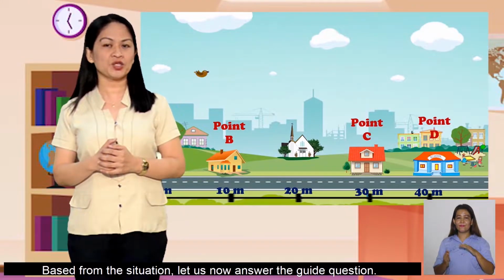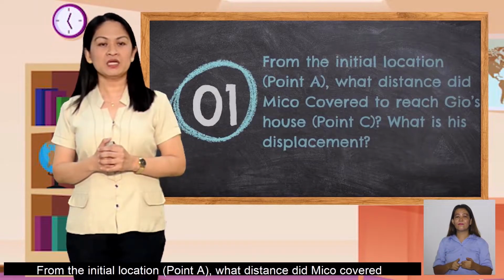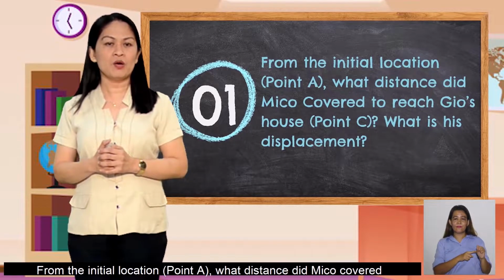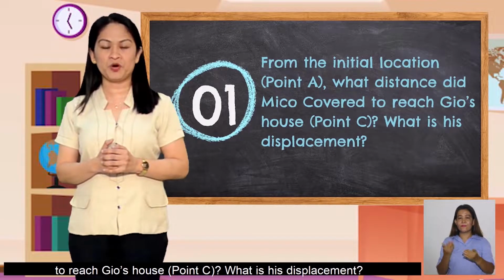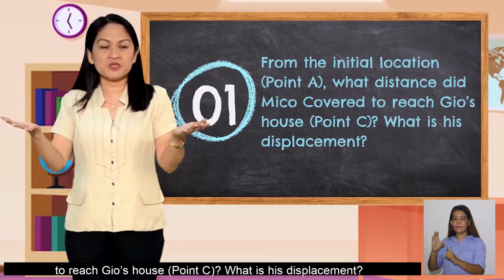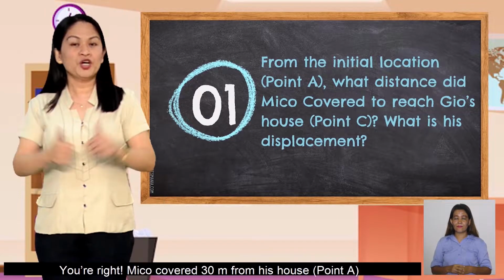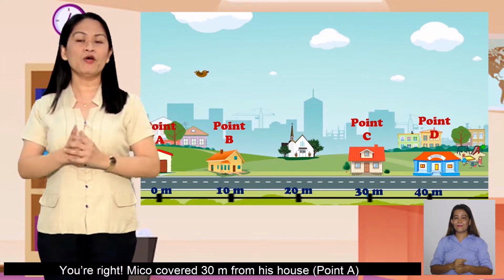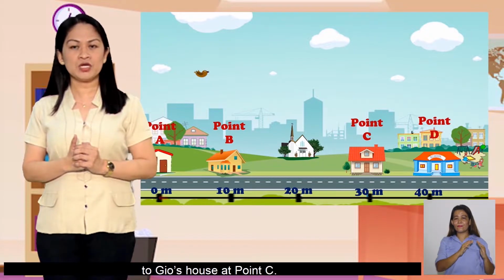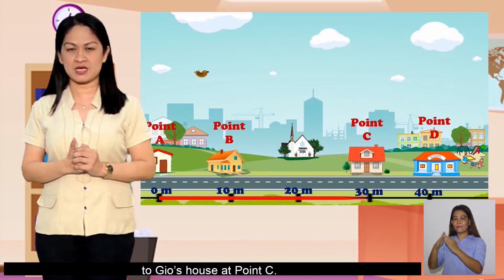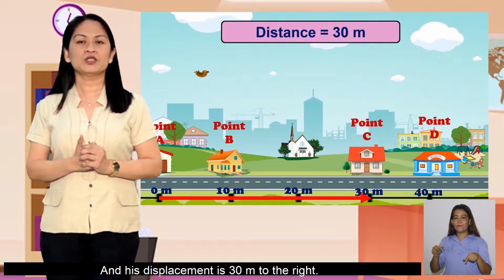Based from the situation, let us now answer the guide question. From the initial location, point A, what distance did Miko cover to reach Gio's house, point C? What is his displacement? You're right. Miko covered 30 meters from his house, point A, to Gio's house at point C. And his displacement is 30 meters to the right.